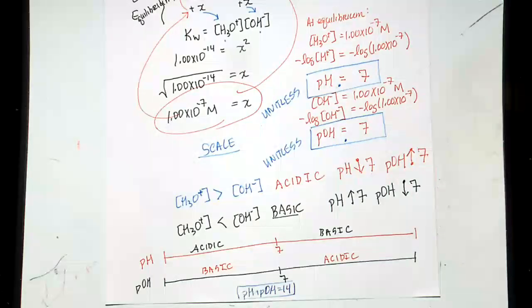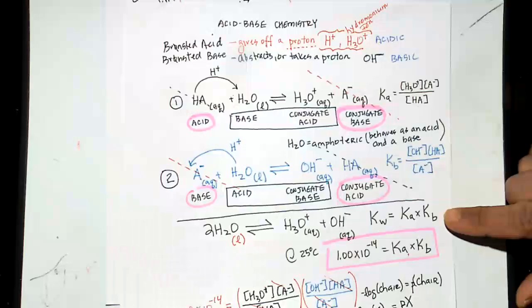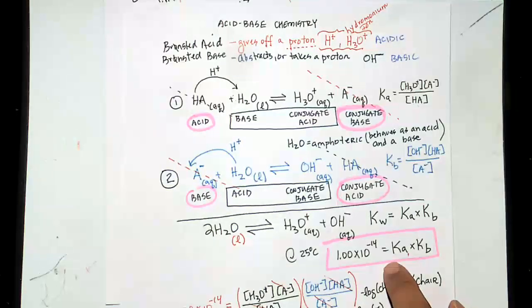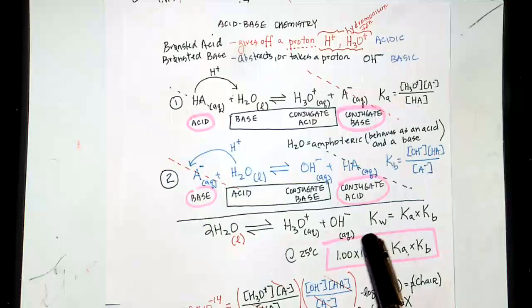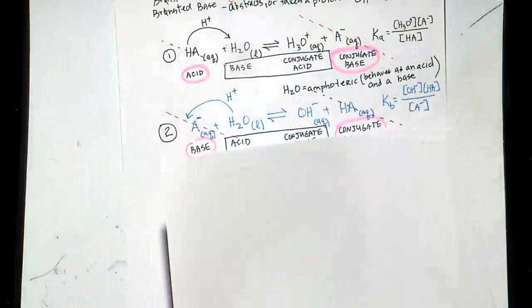All right, one last thing here. I'm not going to do the derivation for this, but it's along the same lines. One final thing I want to show you. You see this Kw is equal to Ka times Kb. There's one more equation here.